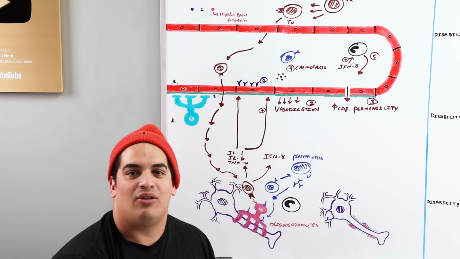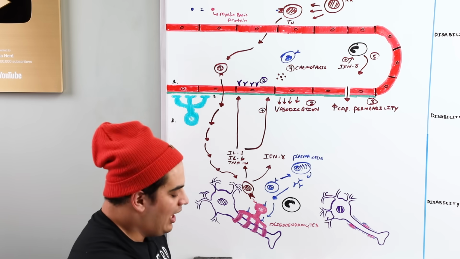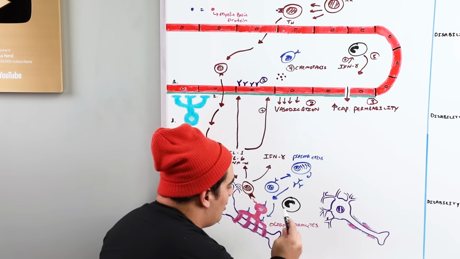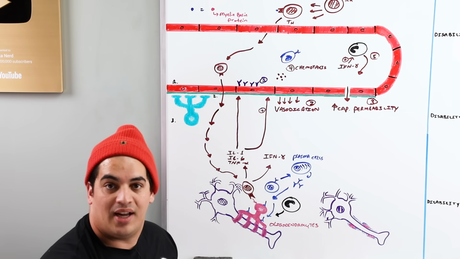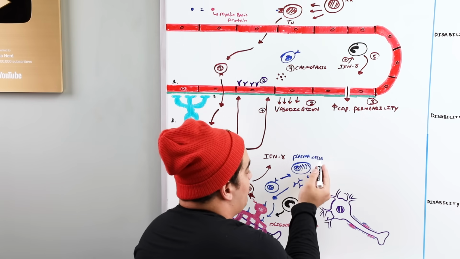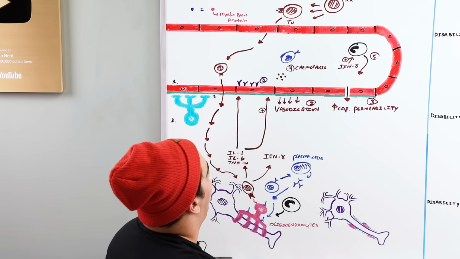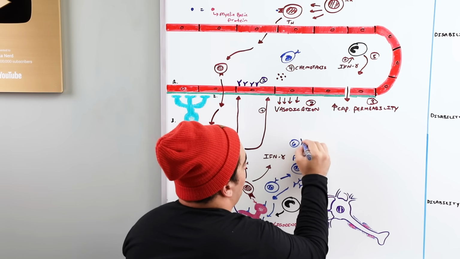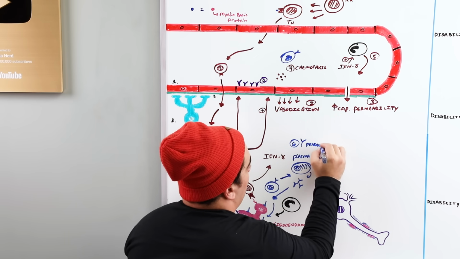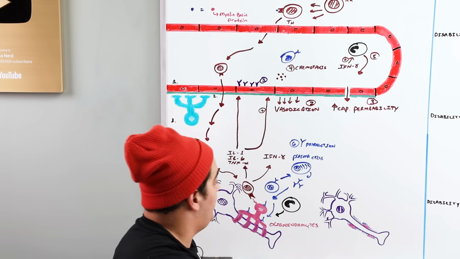Guess what? Macrophages love that. And they come in, they're like, I'm gonna engulf you. And it comes and engulfs or phagocytoses parts of these oligodendrocytes. So what I want you to remember is plasma cells will produce antibodies. So let's add on here, the sixth thing to happen here is antibody production, which is important for tagging these oligodendrocytes and myelin sheaths.